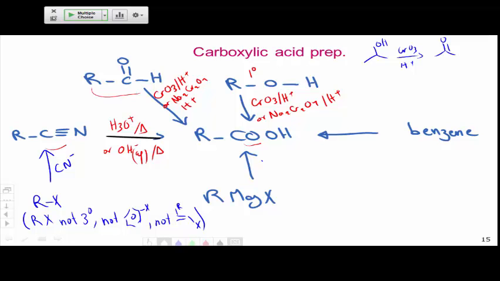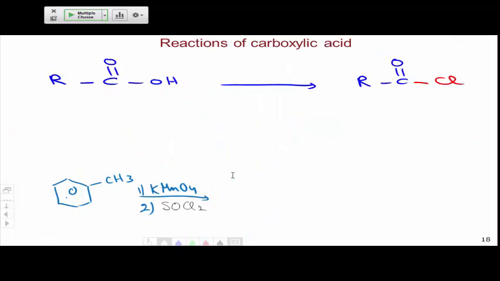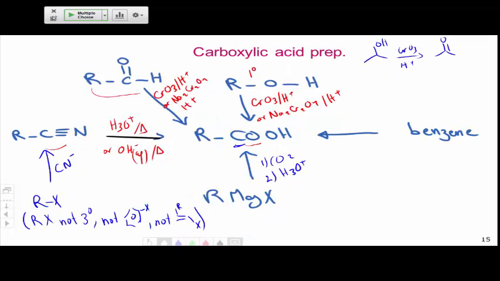So Grignard, CO2, H3O+, I can get to a carboxylic acid with one more carbon than the Grignard itself. I can prepare the Grignard from RX with Mg. Is there a limitation? What should be the RX when I'm using Grignard? Could be anything.